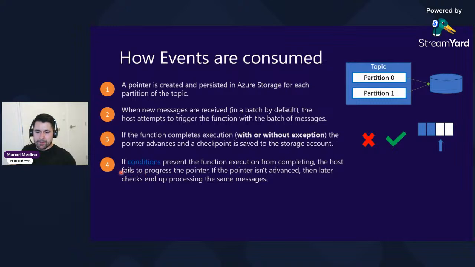Then there's step number 4. If conditions prevent the function execution from completing, the host fails to progress the pointer. If the pointer isn't advanced, then later checks end up processing the same messages. It's interesting about these conditions. I'm going to put a link to the site, but these conditions are external to our code. Think about one of the Azure data centers going down, or anything that could happen on the data center that is not of our concern. But there could be conditions happening in there that prevent the processing from completing. In this case, the pointer doesn't advance.